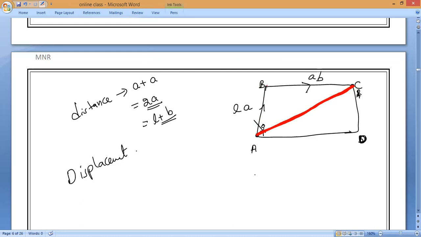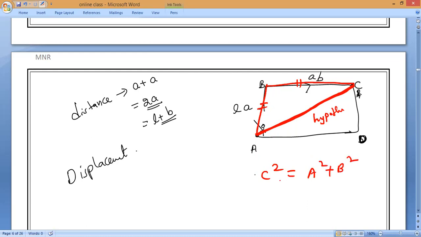Now, I want to find the displacement. As we know, it looks like a triangle. Does it look like a triangle or not? Yes, sir. This is the base, this is the height, and this is the hypotenuse of the triangle. So to find it, we have to apply the Pythagoras theorem. What is the Pythagoras theorem? C square is equal to A square plus B square.